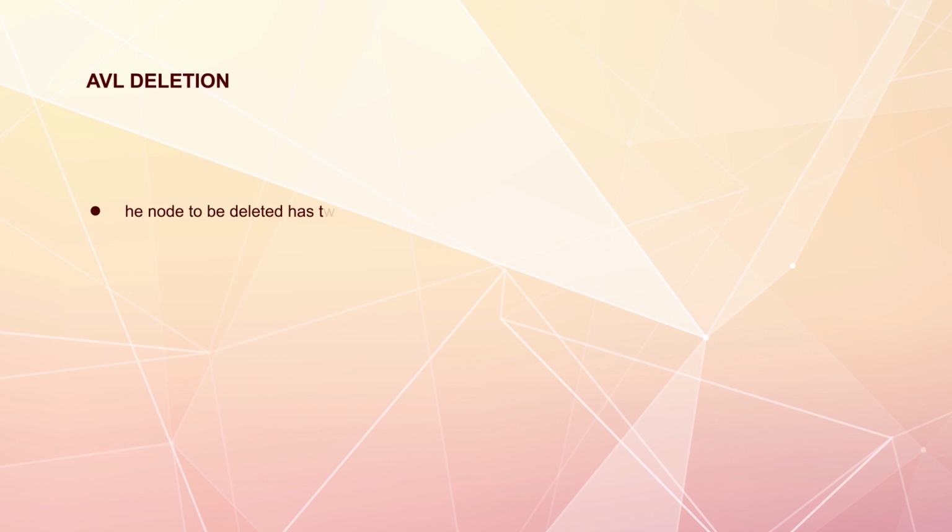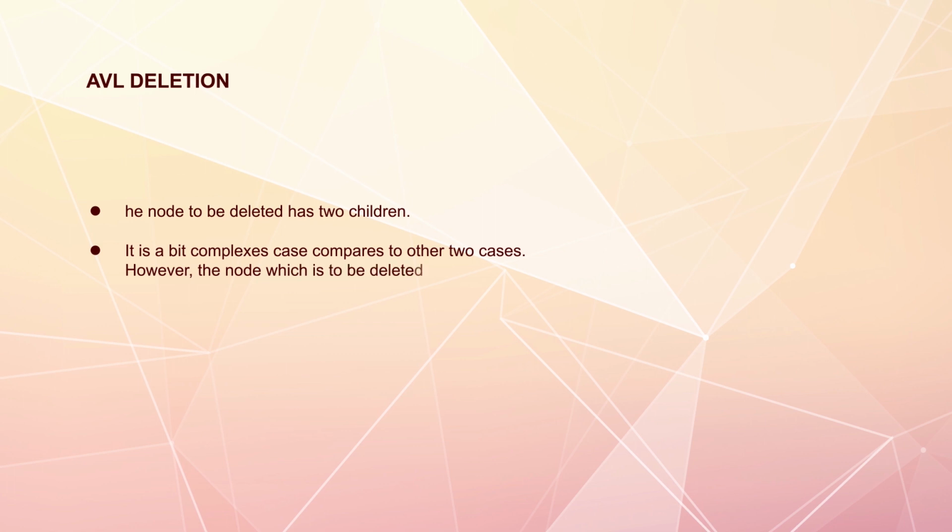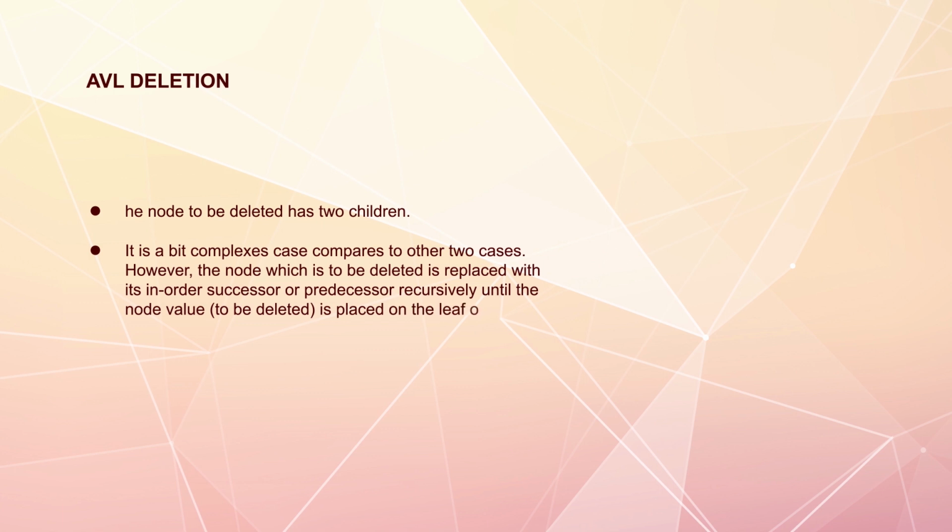The node to be deleted has two children. It is a bit more complex case compared to the other two cases. However, the node which is to be deleted is replaced with its in-order successor or predecessor, recursively, until the node value to be deleted is placed on a leaf of the tree. After the procedure, replace the node with null and free the allocated space.